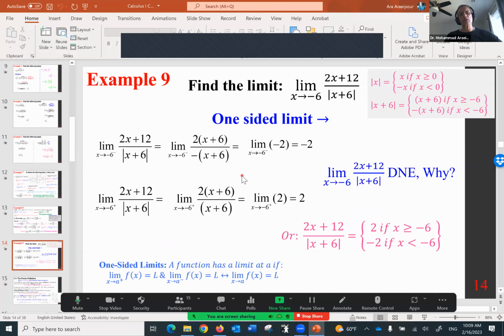In this case, we use a one-sided limit, and there are a couple of approaches. First, understanding the absolute value of x means it's x if x is positive or 0, and it's minus x otherwise, if it's less than 0. And if you understand this concept, that means if we have an expression, we drop the absolute value if that expression is positive or 0, and take the negative of it otherwise. And so using that methodology, the limit from the left being -2 and from the right being 2 means the limit does not exist.